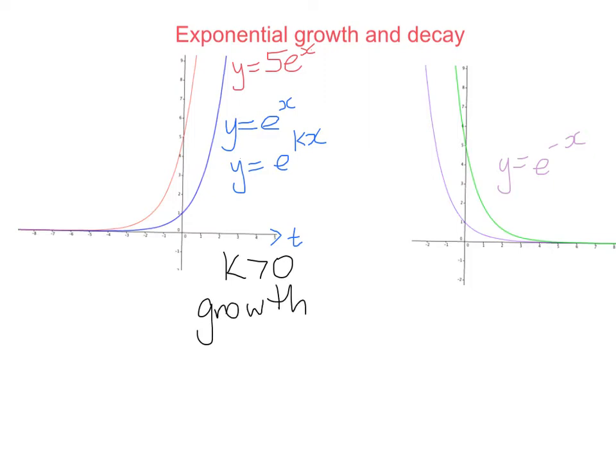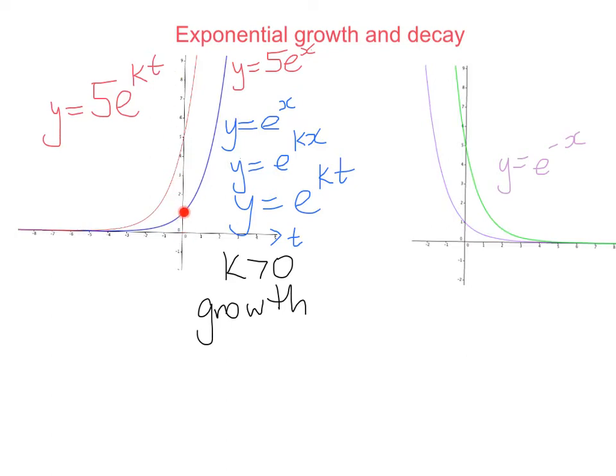Now usually in this topic, we're graphing against time. So the x-axis then is time, and the equation would be y equals e to the power of kt. Similarly, the red graph could be thought of as y equals 5e to the power of kt. But in all of these questions, we're really concerned with when t is greater than 0, so we're looking at that part of the graph there.